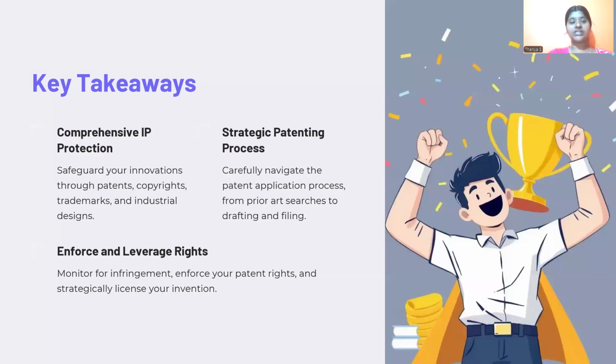The last one is key takeaways. Comprehensive IP protection: safeguard your innovations through patents, copyrights, trademarks, and industrial designs. Next is strategic patenting process. Carefully navigate the patent application process from prior art searches to drafting and filing. The last one is enforce and leverage rights. Monitor for infringement, enforce your patent rights, and strategically license your invention.